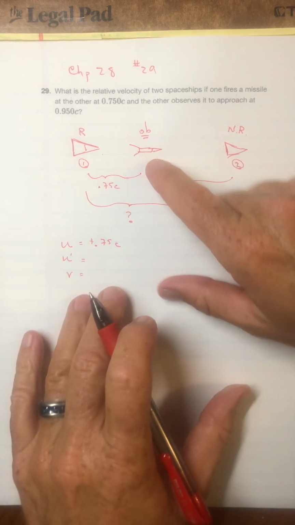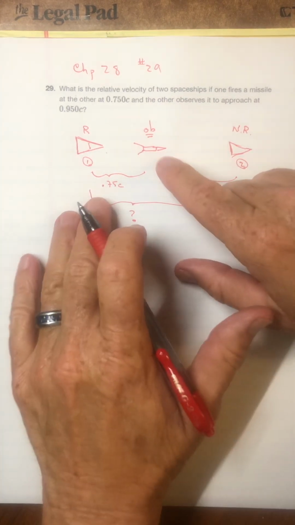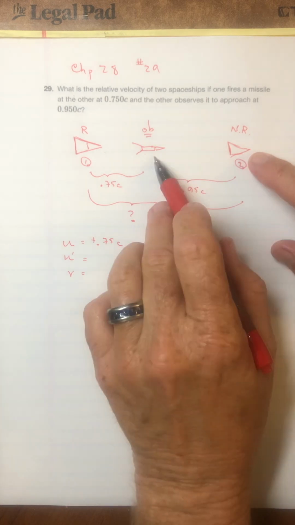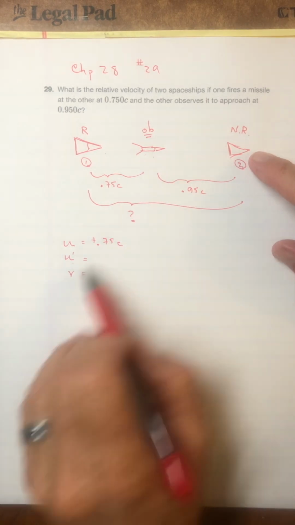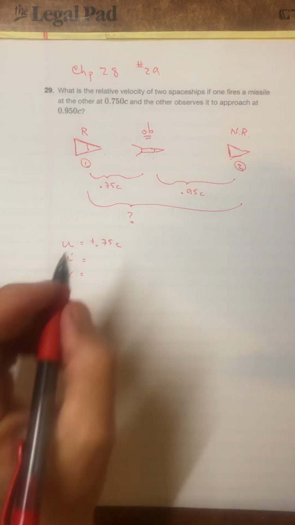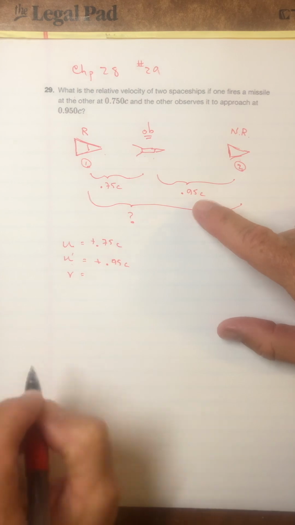And then the other observes it approaching. So if you are the other, if you're in this ship, the moving ship, the non-reference ship, and you look at the object, that's what u prime means. The velocity of the object is seen by this non-reference ship. And so it's closing the gap. It's coming in. And again, it's going to the right, so it's going to be a plus. And they said it was 0.95 c.